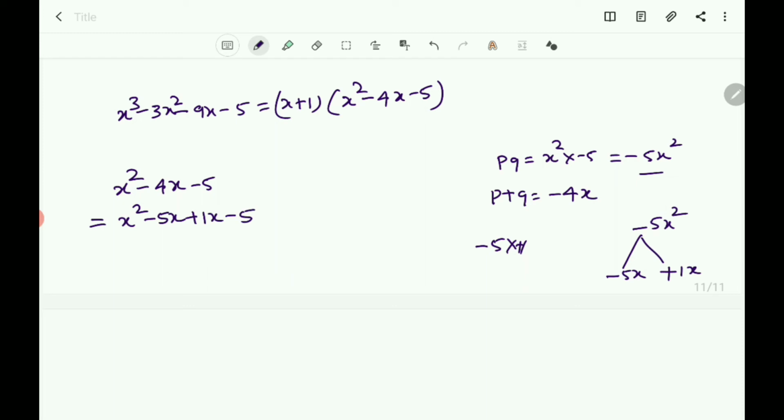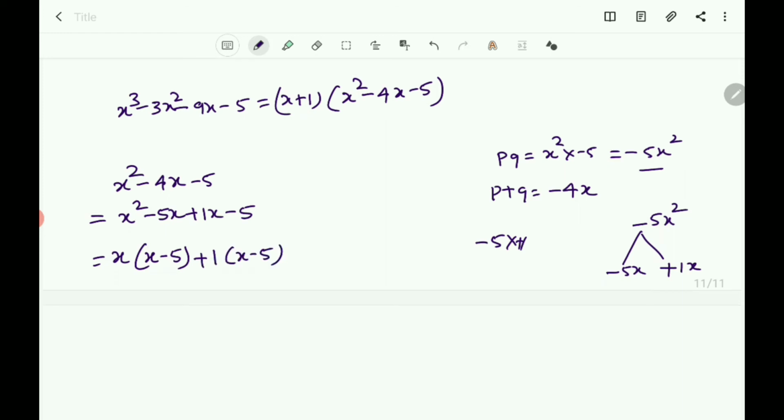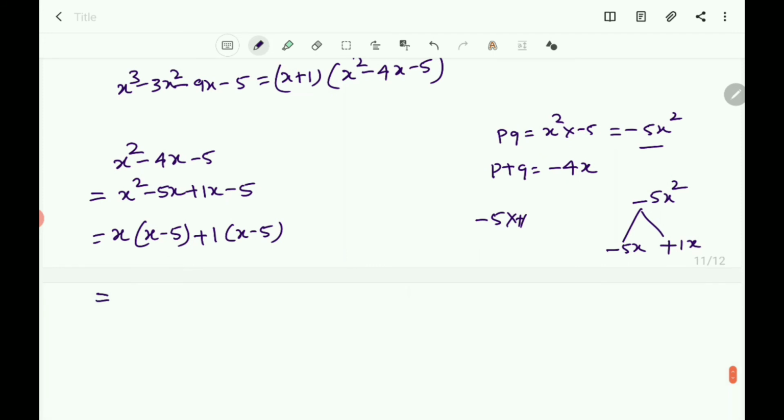Minus 5. You got the 4 terms here, and first you take the first group, that is x square minus 4x. So what is common here? X you can take common outside the bracket: x minus 5. You know that x into x is x square, x into minus 5 is minus 5x. Then here 1 is common, 1 into x minus 5. Then that is equal to x minus 5 into x plus 1.